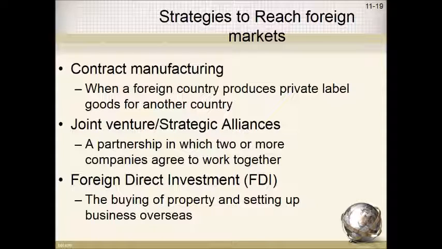There's also the idea of contract manufacturing, which is an agreement for one company to produce a product for another under their private label. As we talked about earlier, there's the gray market. This is often how a gray market can happen, when a company produces but sells to someone other than the company they contracted with. There's also joint ventures or strategic alliances, and that's when two companies agree to work together on a specific project for a specific period of time.